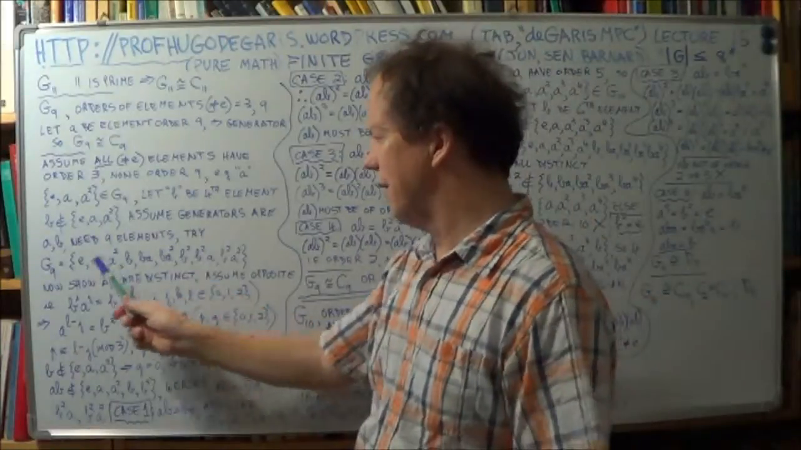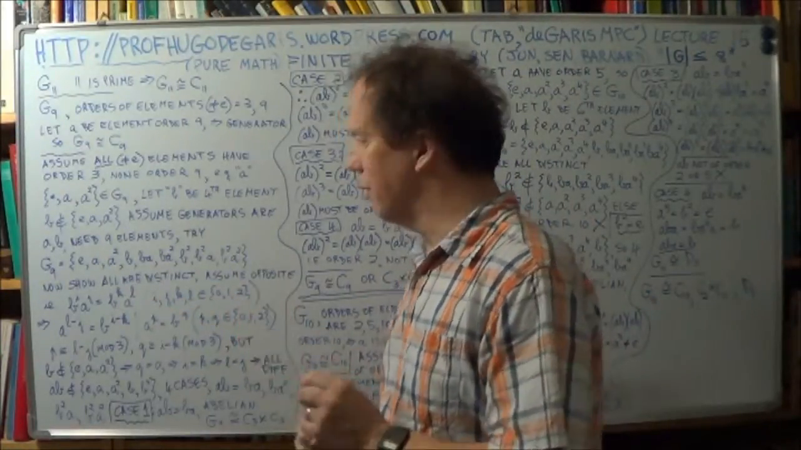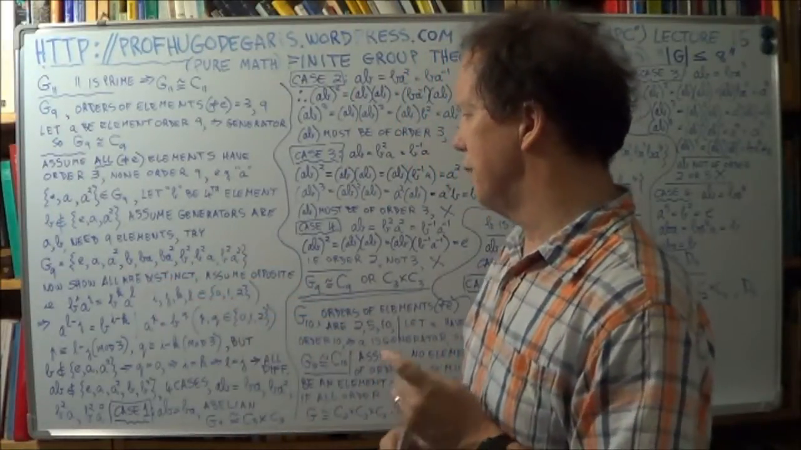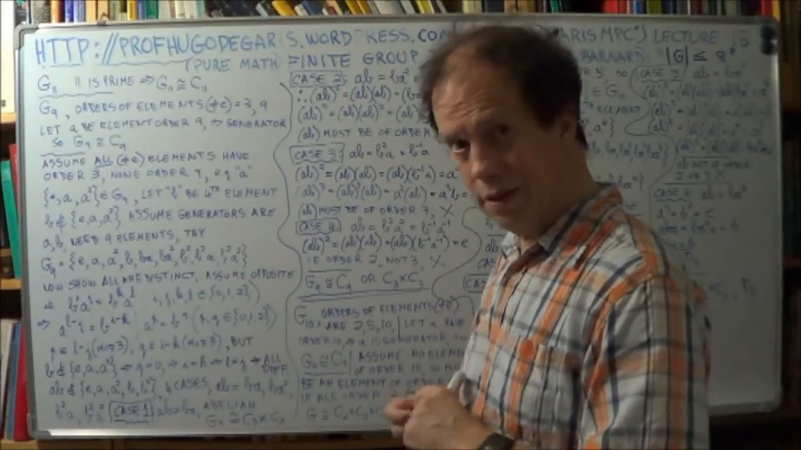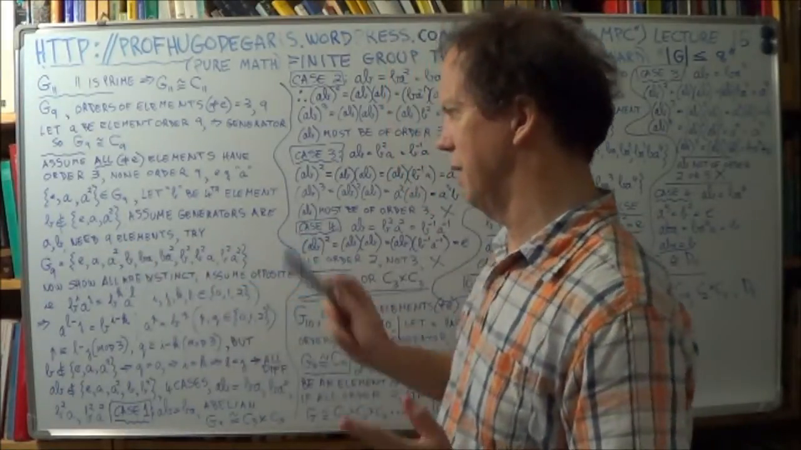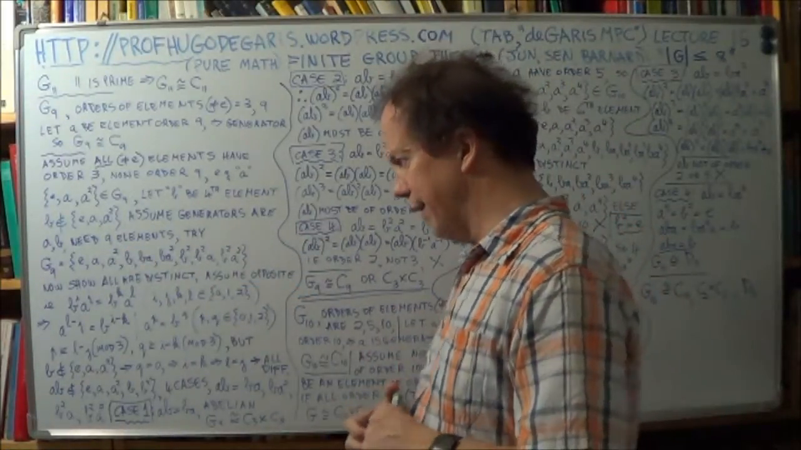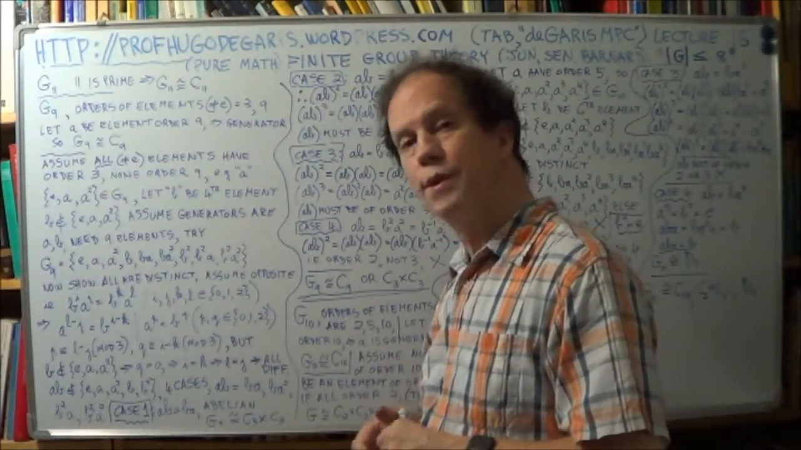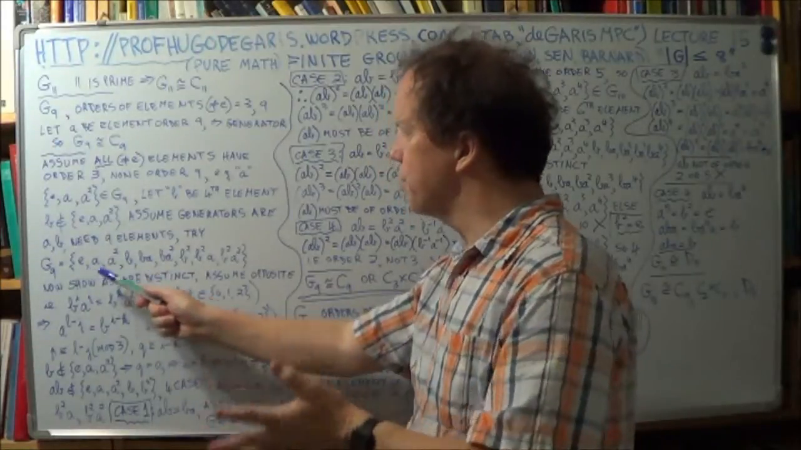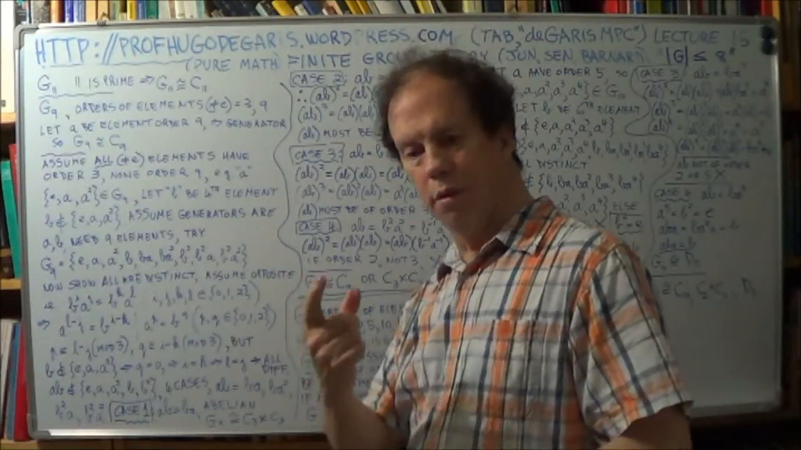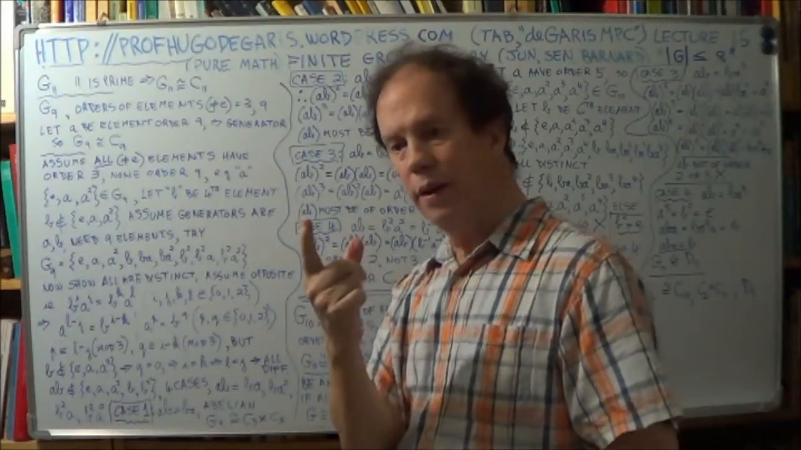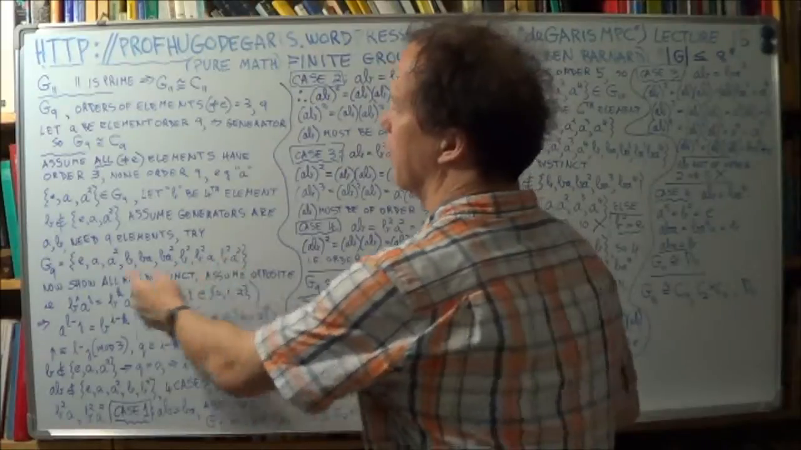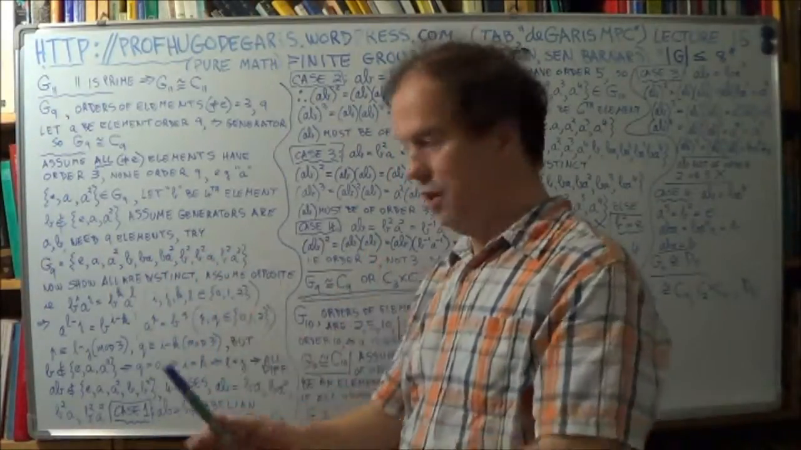Now, that's a hypothesis. We suspect that's true. But to show it, we need to show they're all distinct. So we now need to prove that each of these 9 are different. Well, we can prove that by contradiction. So we assume the opposite. What's the opposite? Well, that there's at least one pair that are the same. So one of these and some other one of these 9 are equal.